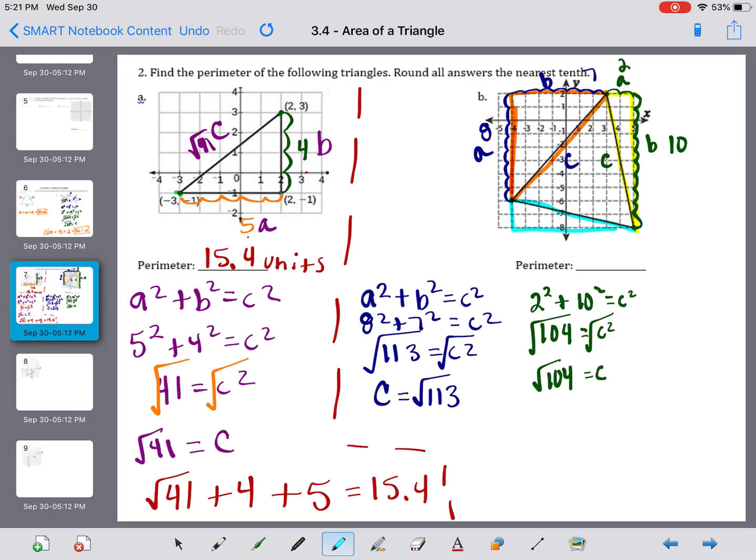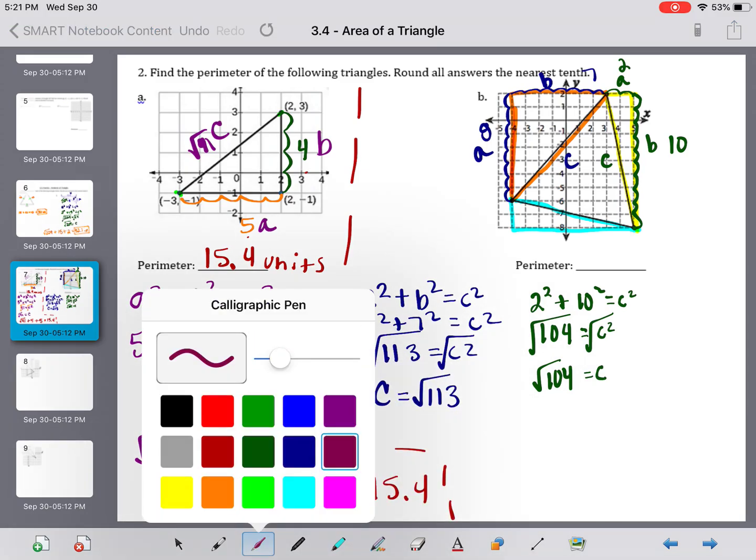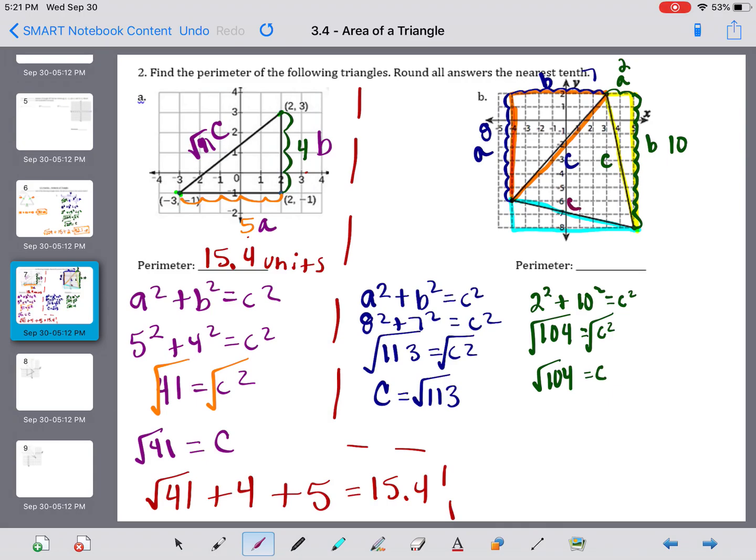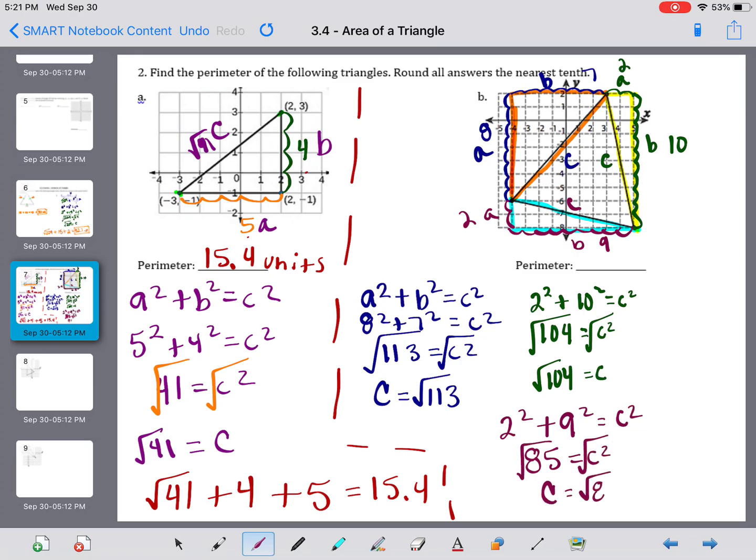Make your right triangle. Make this C, I'll make this A and that B. So my A is 1, 2. And my B is 1, 2, 3, 4, 5, 6, 7, 8, 9. So we have 2 squared plus 9 squared equals C squared. 2 squared plus 9 squared, I believe, is 85. Square root both sides, so C is radical 85.